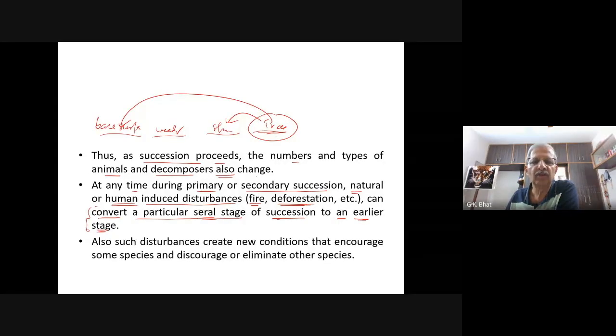What is the meaning of this? Can convert a particular serial stage. These are particular serial stages, serial stage 1, serial stage 2, serial stage 3, serial stage 4. Due to human-induced disturbances or natural calamities, do you think that this particular serial stage, the fourth serial stage, straight away goes back to 1, or it may go back to 3, or you may go back to 2?